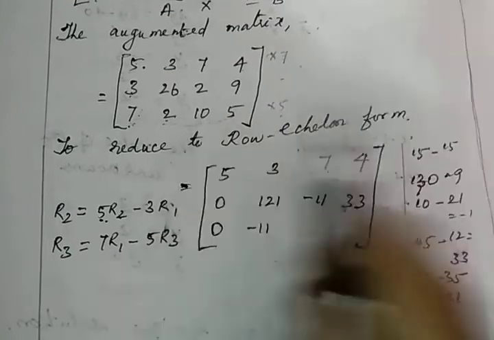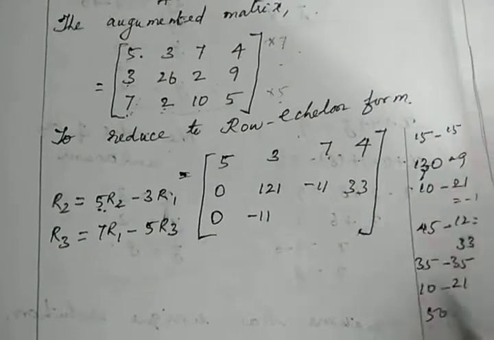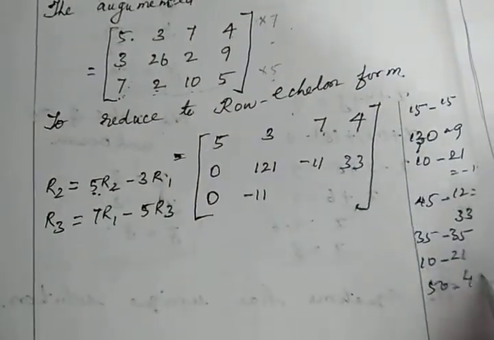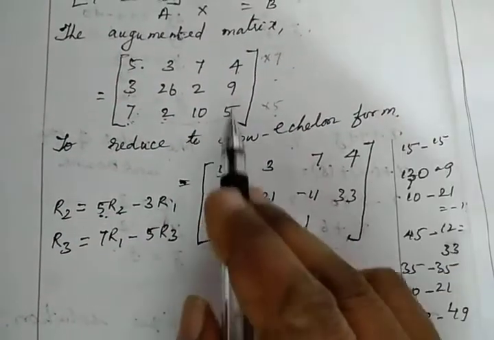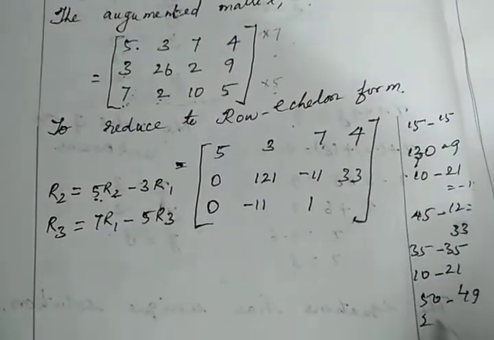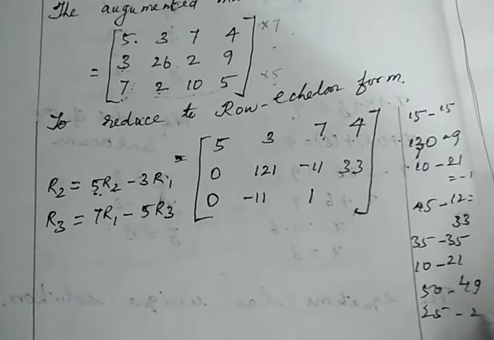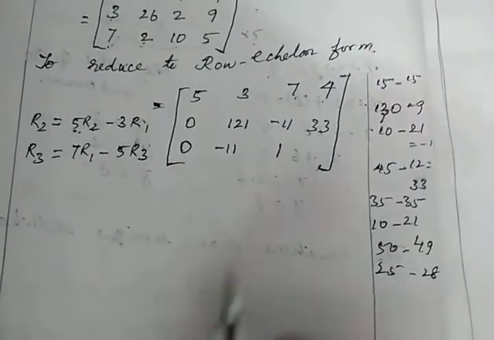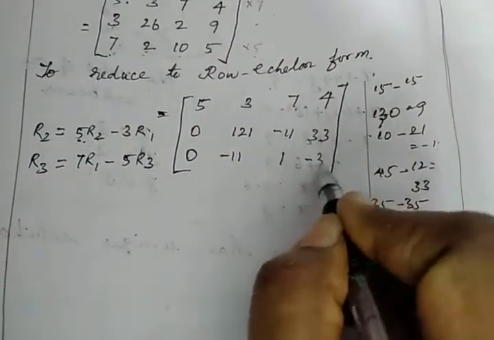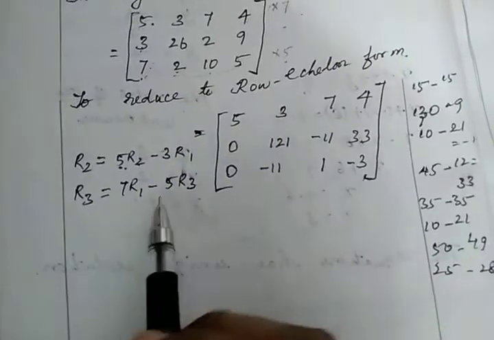Next 10 5s are 50 minus 7 7s are 49. 50 minus 49 is 1. 5 5s are 25 minus 7 4s are 28. 25 minus 28 is minus 3. So this next step is over.